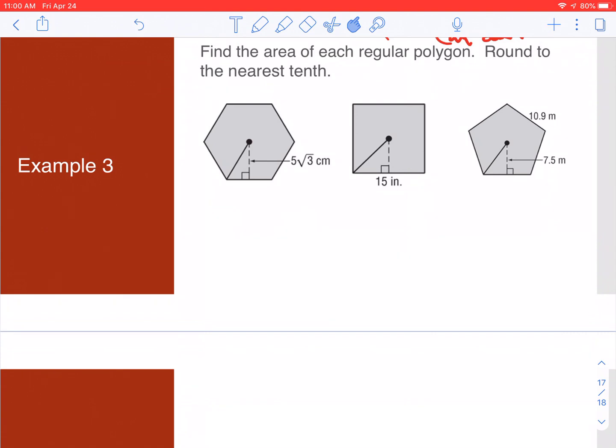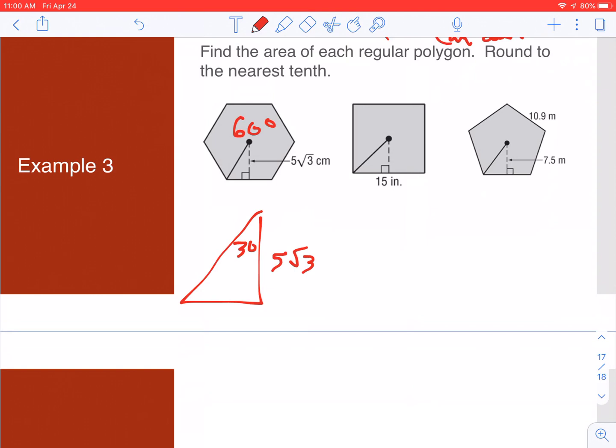Now, here are some shortcuts you guys can use if you find this. Okay, here's a hexagon. And what you'll notice with the hexagon is that the central angle is 60 degrees. I cut that in half to find my top angle, and that's a 30. So now I have my 30, 60, 90. This is 5 root 3. That's the apothem.